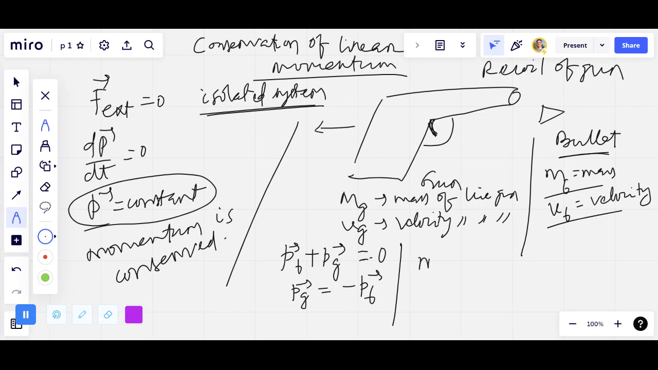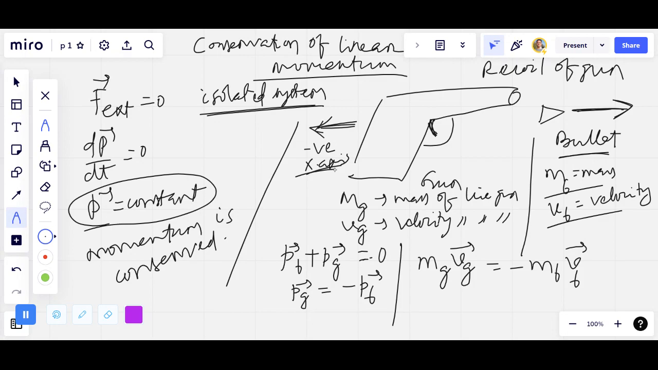For momentum of gun, I can write mass of gun into velocity of gun, because momentum is the product of mass and velocity. So mass of the gun into velocity of the gun equals, sorry, minus mass of the bullet into velocity of the bullet. So, if the bullet is fired in the positive x-axis, the gun has to recoil in the negative x-axis. So, the gun will recoil backward, in a direction opposite to the direction of the bullet. So, this is the positive x-axis.